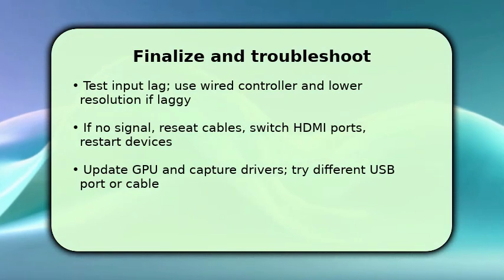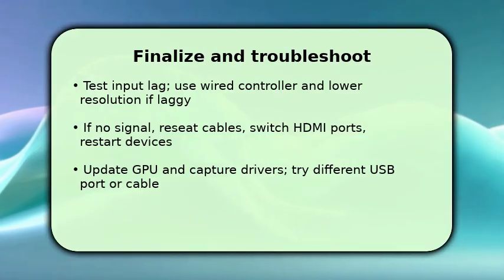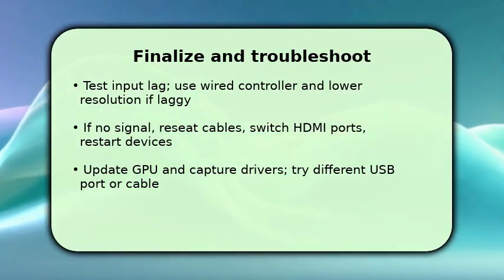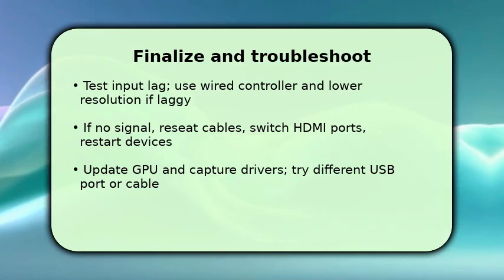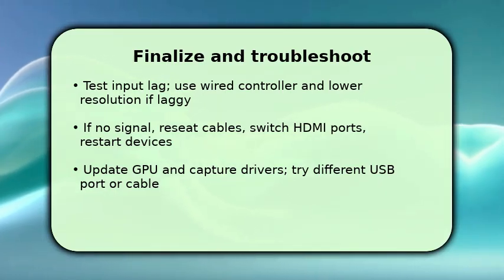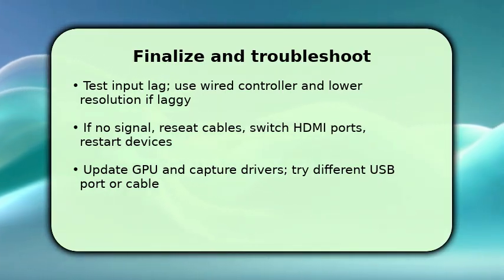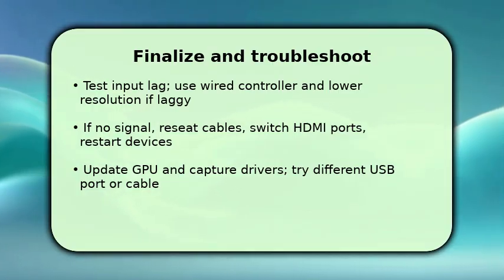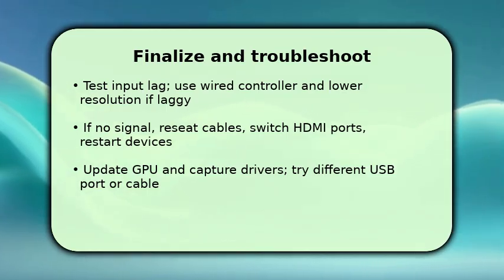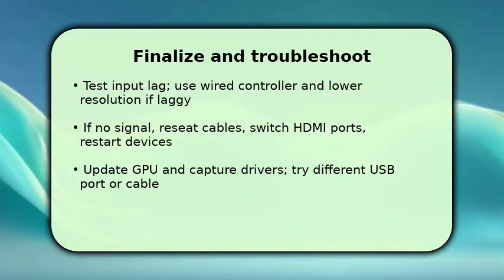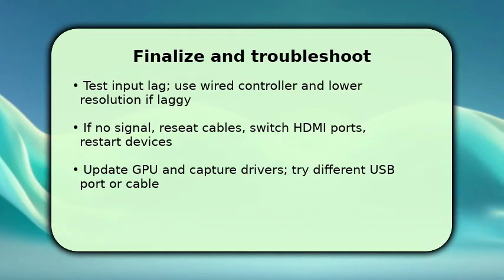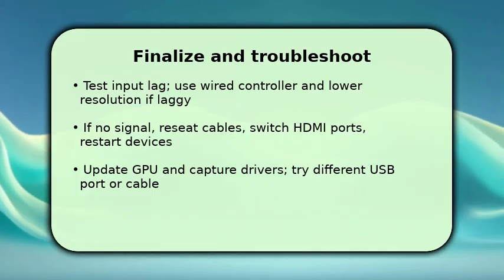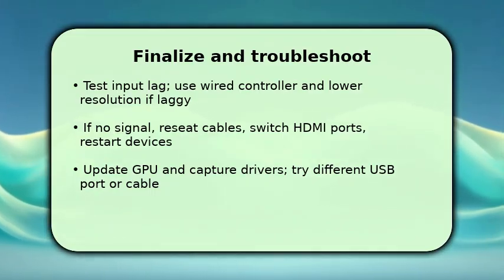Finally, test gameplay. Check input lag, and if needed, use a wired controller and lower the resolution or frame rate to reduce delay. If the laptop shows no signal, reset the HDMI cable, try a different HDMI cable or USB port for the capture device, and restart both the Xbox and laptop. Make sure GPU and capture drivers are up to date. Firmware updates on the capture device can fix compatibility. If problems persist, swap capture software to isolate whether the app or hardware is at fault.